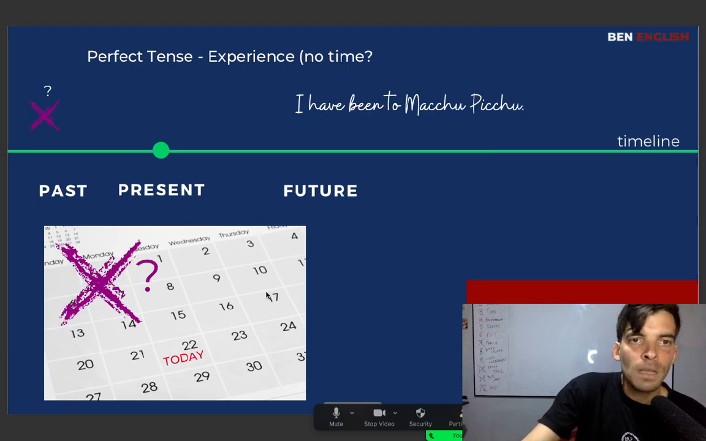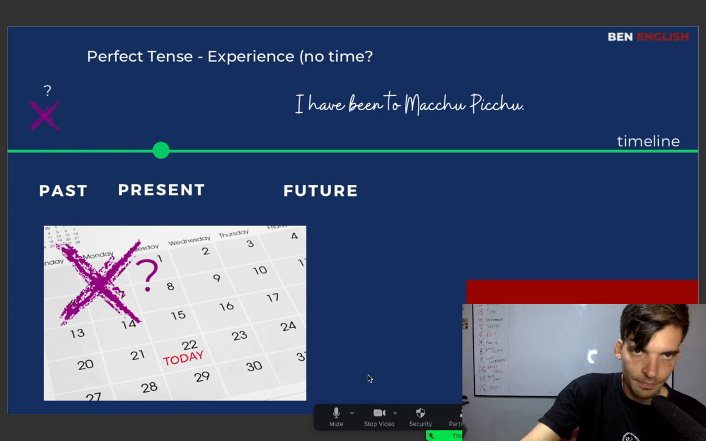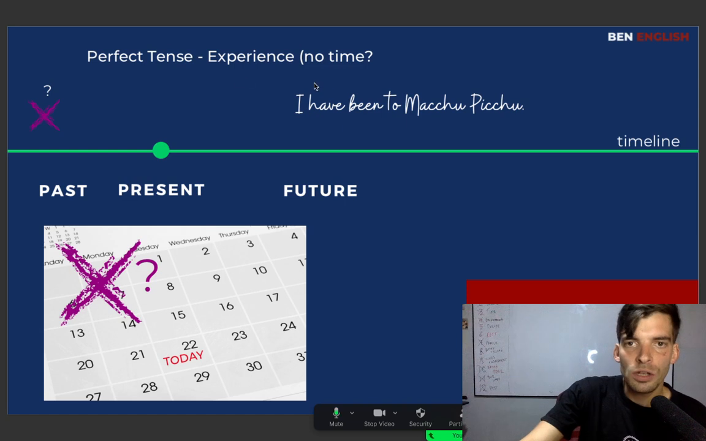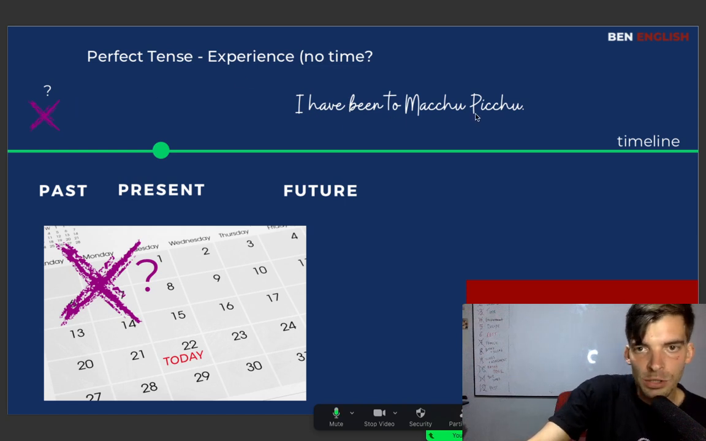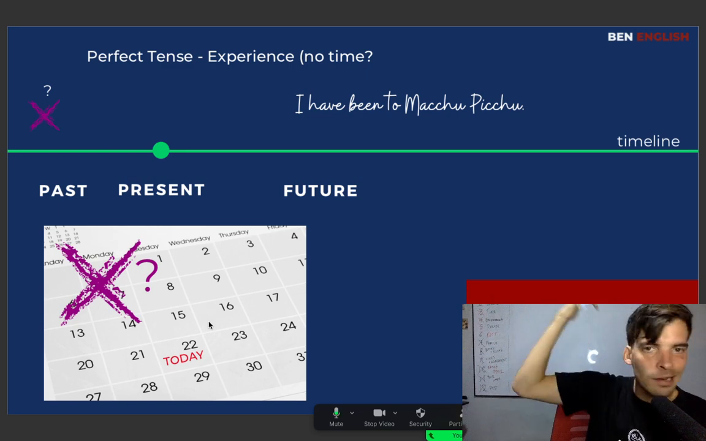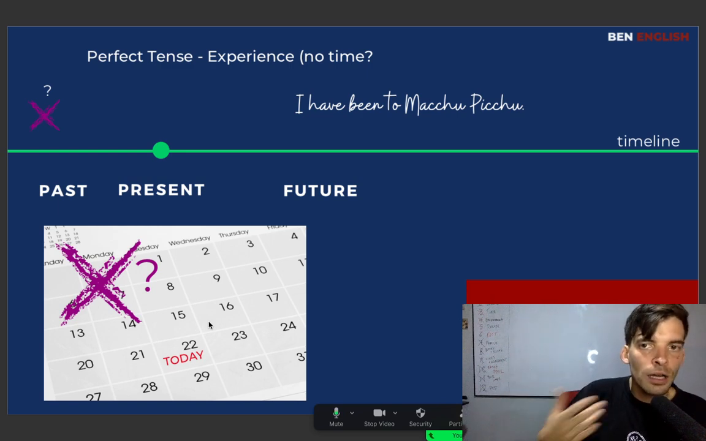Yeah. So perfect tenses. This perfect tense is a little bit complex because we have different usages. So for example, I have been to Machu Picchu. It's an experience, but it's not specific. There's no time. We don't know. So today is the 22nd. I've been to Machu Picchu means sometime in the past I went, I experienced it. I know what that is like.